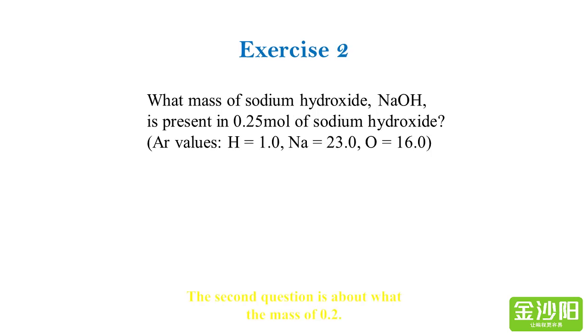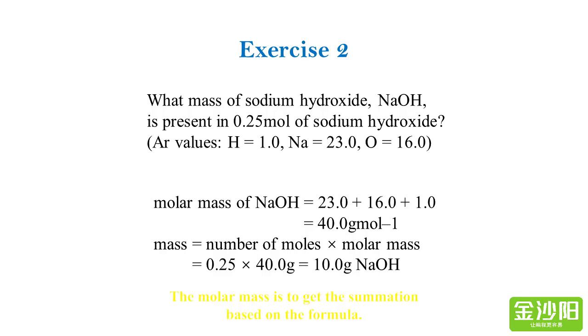The second question is about the mass of 0.25 moles of sodium hydroxide. As usual, the formula and relative atomic mass are given. So the first thing is still to get the molar mass of sodium hydroxide. The molar mass is the summation based on the formula, and we get 40.0. The molar mass times the number of moles, so we can get the mass.